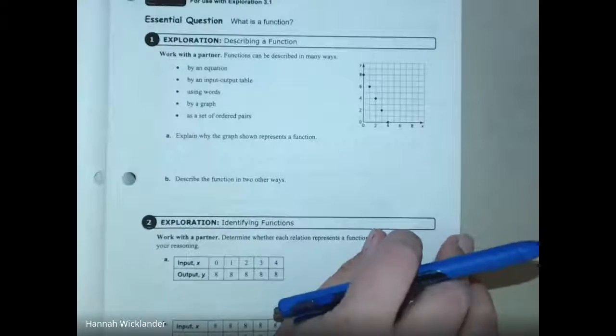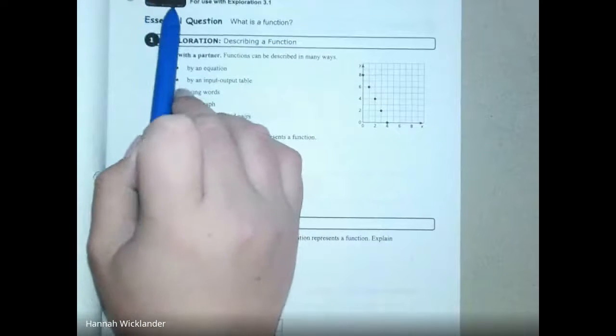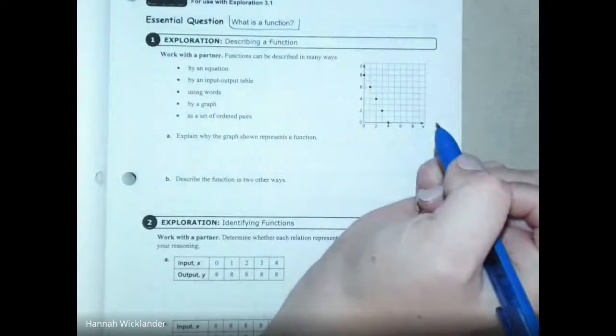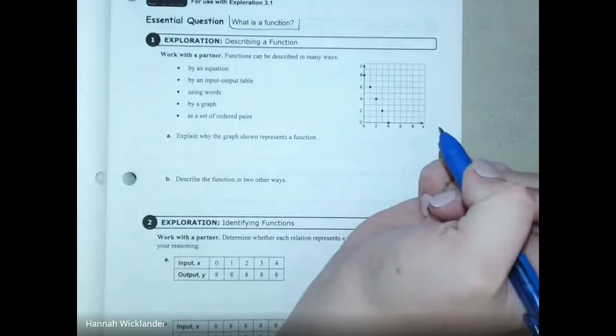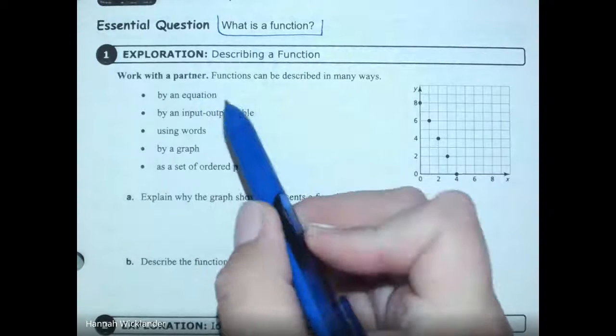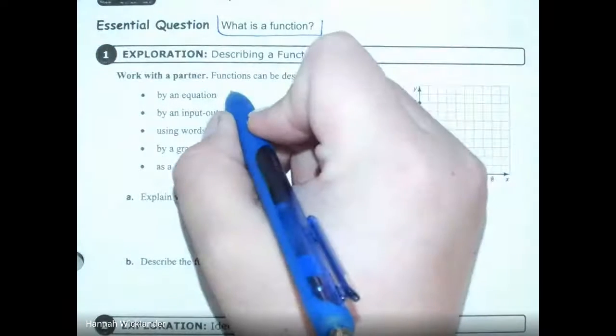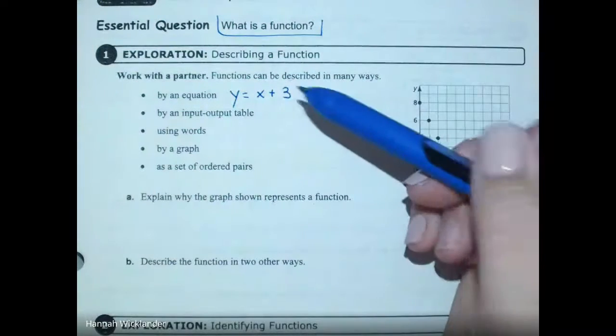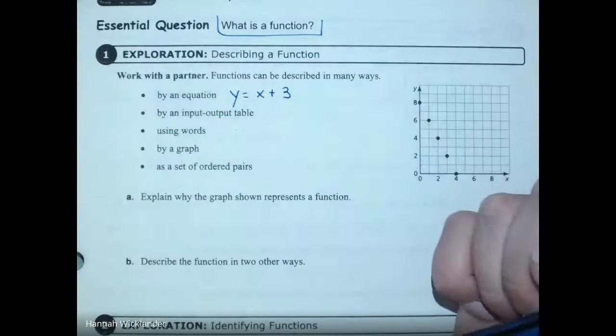So chapter 3, lesson 1, functions. So what is a function? So we're going to be describing if something is a function or is not. Okay, so functions can be described in many ways by an equation. So y equals x plus 3, or any equation that has a y and an x in it.